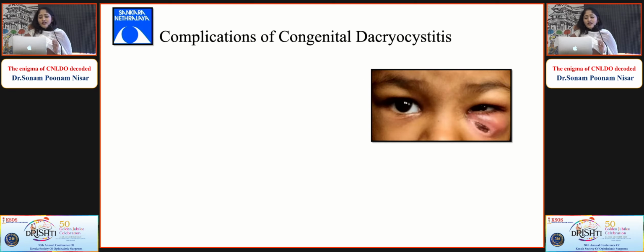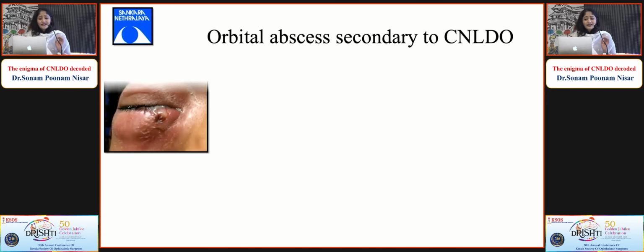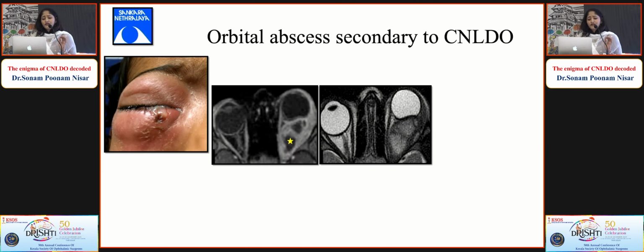Now, congenital dacryocystitis can just be like an adult dacryocystitis. It can have stages from a mucocele, then a lacrimal abscess, spontaneous drainage causing an external fistula. You can have associated preseptal cellulitis, orbital cellulitis, and very rarely orbital abscess. But yes, that can happen in a neglected case of CNLDO.